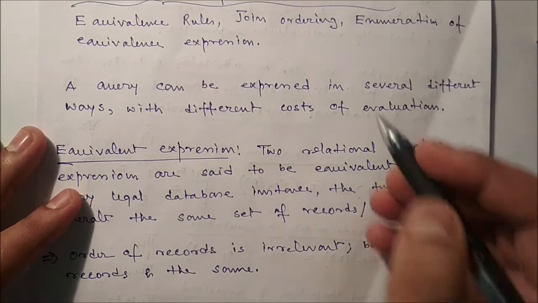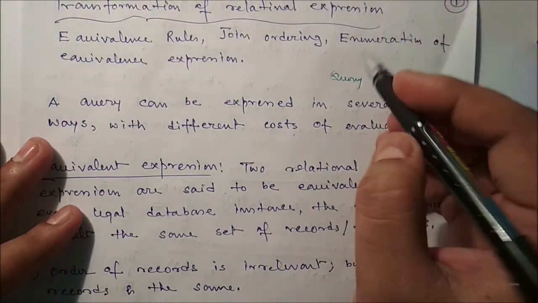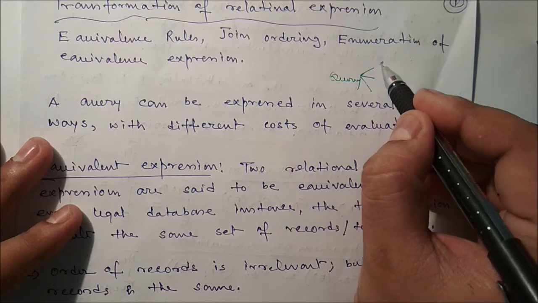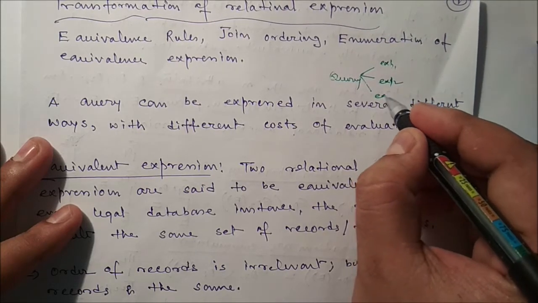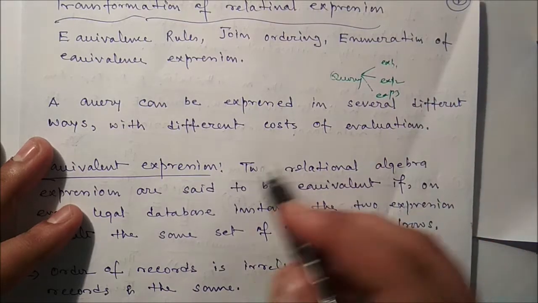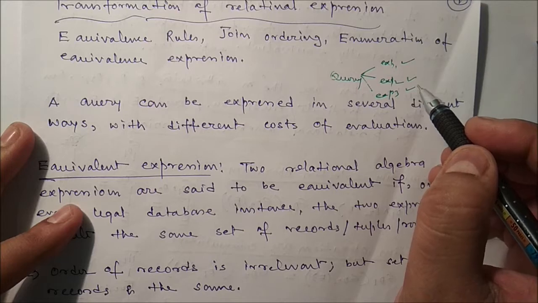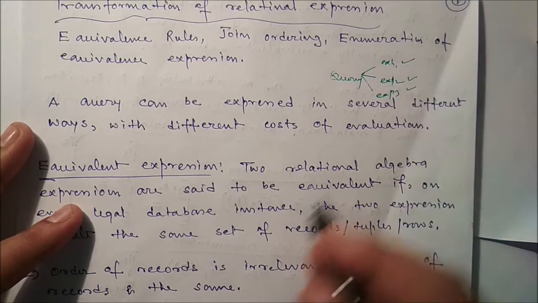So already we know, suppose one query is there, and we can express it in different ways. Say it may be like expression 1, expression 2, expression 3, with different cost. Now if you evaluate, the cost will be different, and our goal is to select the expression with minimum cost.